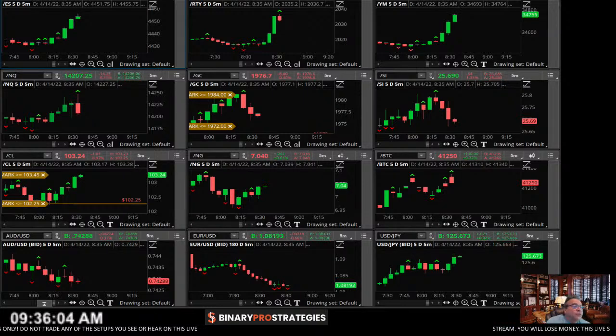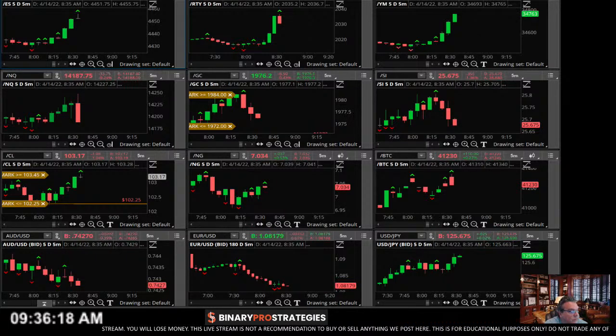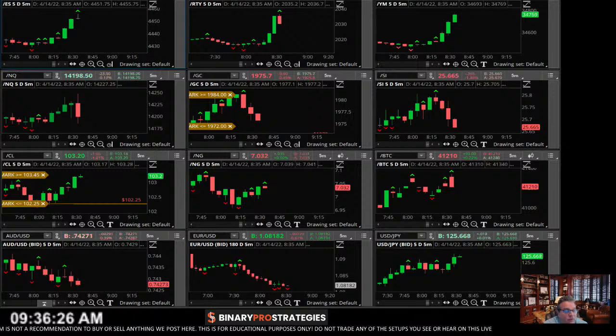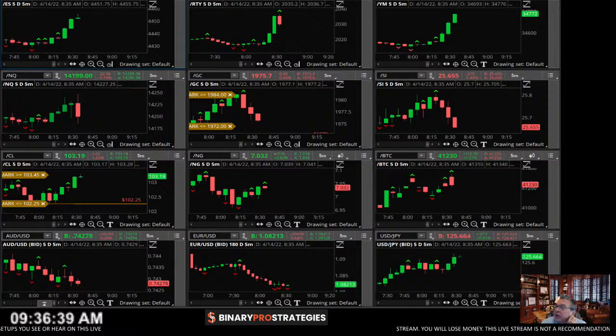Okay, still long crude, trying to hit a target of 103.45. If we don't hit that, we will reverse at 102.25. No setups on the Aussie US, Euro US, or US Yen. Nothing on RTY, nothing on YM, nothing on NQ. ES exited with the target. And we're long gold and long crude.